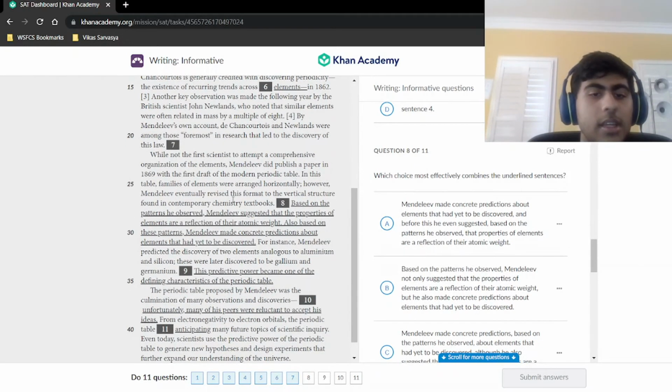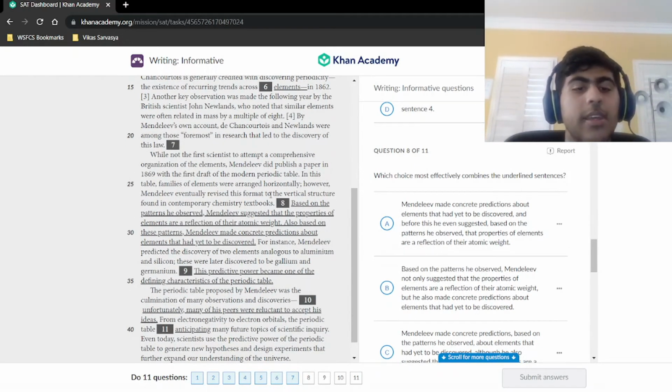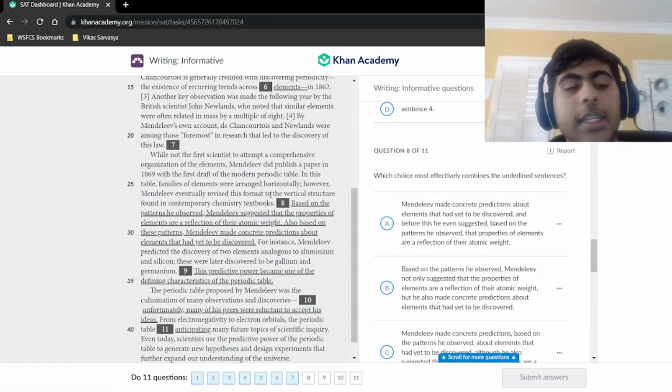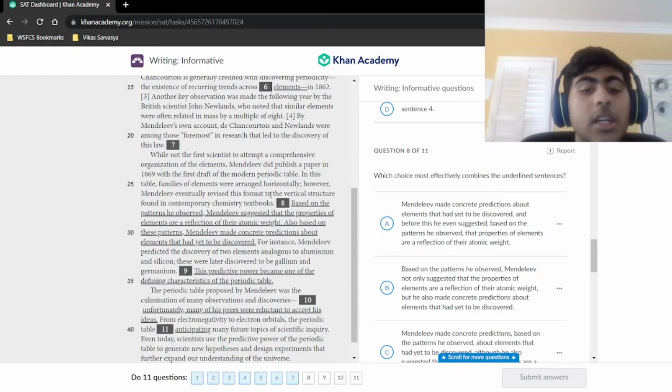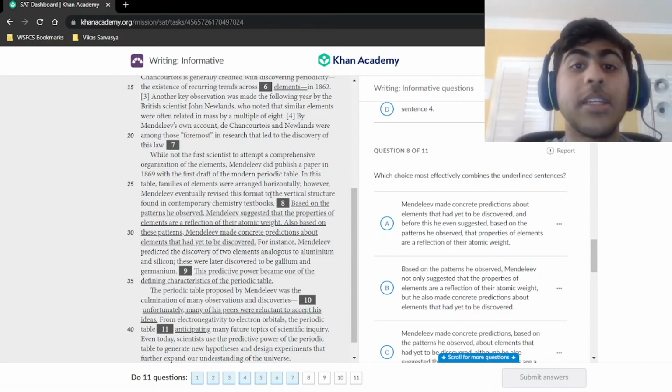Alright, while not the first scientist to attempt a comprehensive organization of the elements, Mendeleev did publish a paper in 1869 with the first draft of the modern periodic table. In this table, families of elements were arranged horizontally. However, Mendeleev eventually revised this format to the vertical structure found in contemporary chemistry textbooks. Based on the patterns he observed, Mendeleev suggests that the properties of the elements are a reflection of their atomic weight. Also based on these patterns, Mendeleev made concrete predictions about elements that had yet to be discovered.